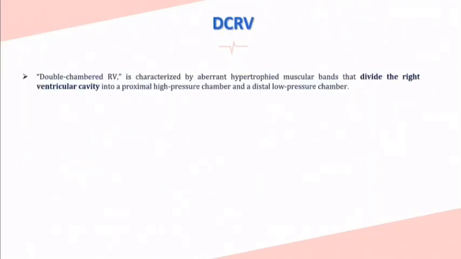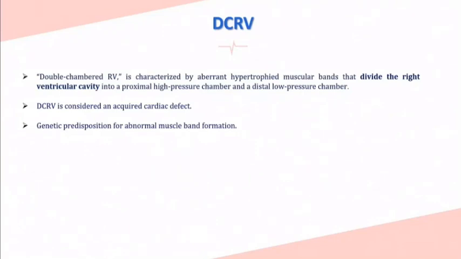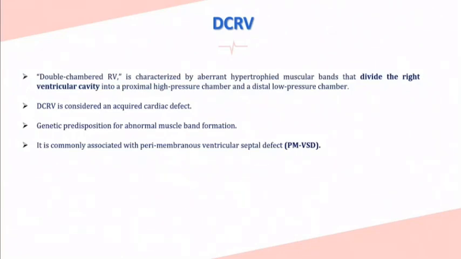And to brief about double chamber right ventricle, there is an intracavitary muscle bundle which separates it into a proximal high pressure chamber and a distal low pressure chamber. It is often an acquired cardiac defect, and there is a strong genetic predisposition for it, often associated with perimembranous ventricular septal defect. In over 90% of patients, it is an association. It is also described that if there is no associated ventricular septal defect, it is thought to be because of closure of an already existing defect.